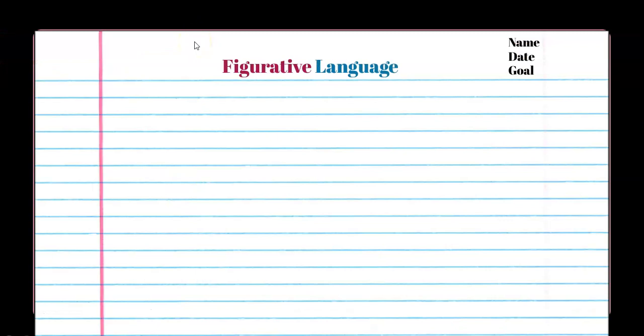So I want you to take out your composition book, get out a new page, and label it with your name, date, and Go. And I want you to put the title Figurative Language. I'm going to give you 30 seconds. So you're putting your name, date, and Go. Remember, Go is to get mastery on BWA 3.